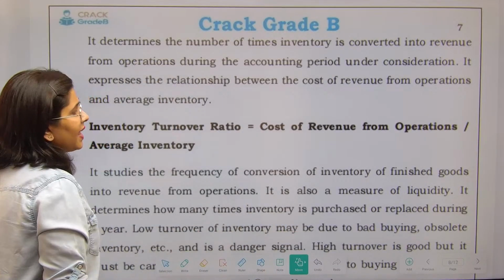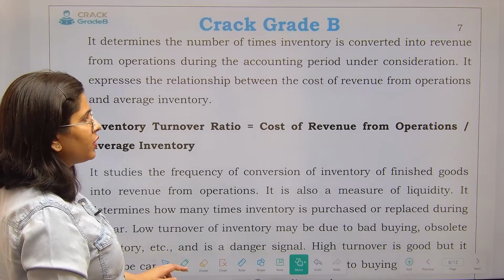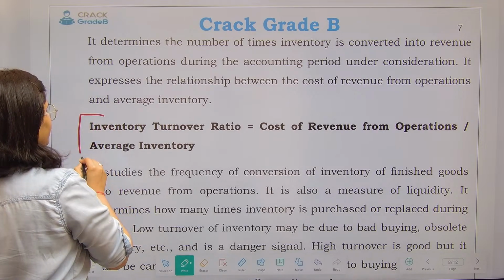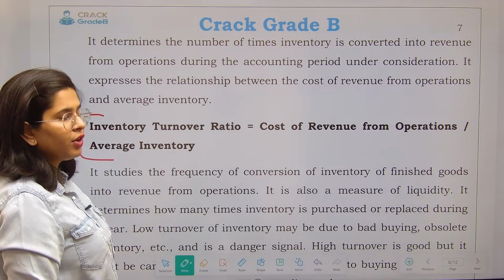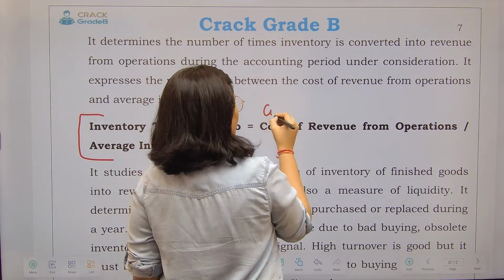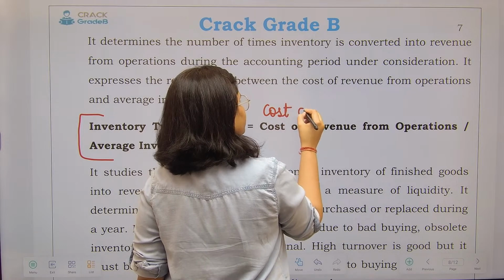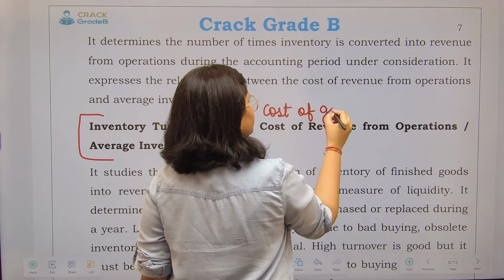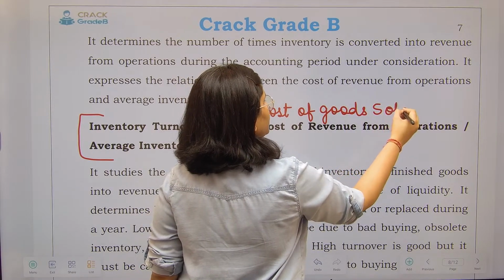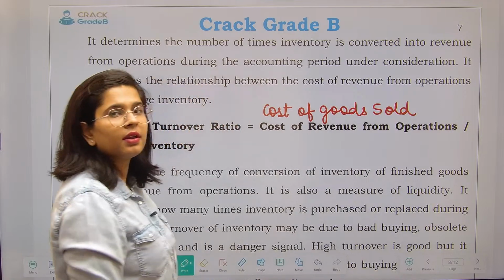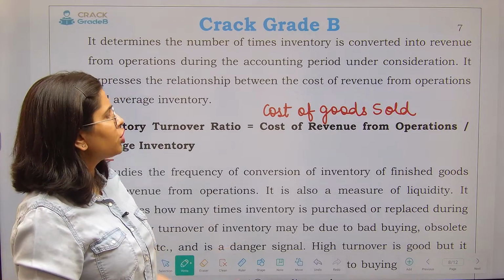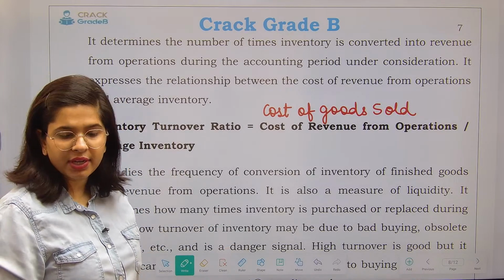See, inventory turnover ratio is equal to cost of revenue from operations divided by the average inventory. Cost of revenue means also known as cost of goods sold. Revenue means sales, right? So whatever sales you have done, what is the cost for that? So cost of goods sold divided by your average inventory.